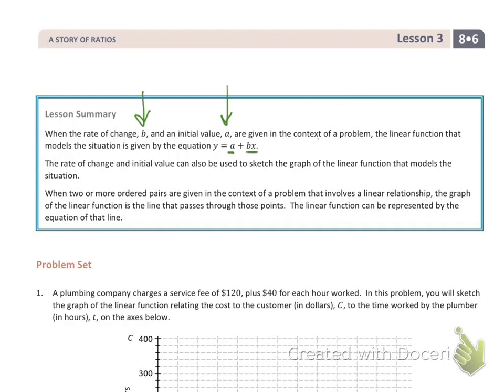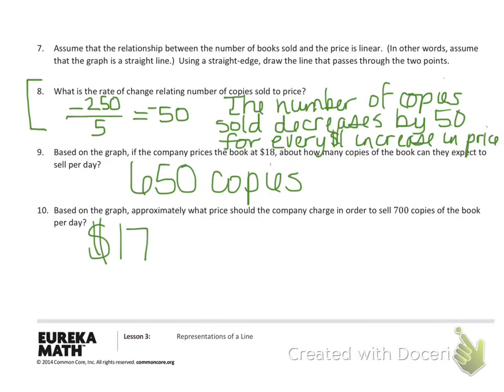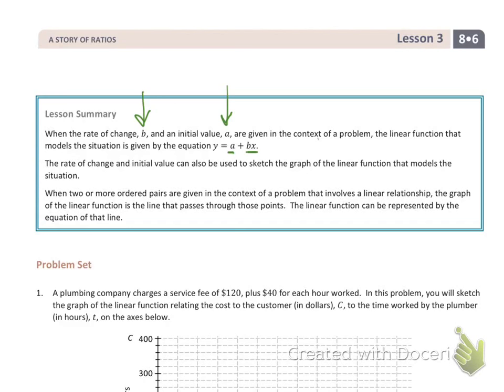Okay, so the rate of change and the initial value can also be used to sketch the graph of the linear function that models the situation. So we can do that. Or if we're given two or more ordered pairs in the context of a problem that involves a linear relationship, the graph of the linear function is the line that passes through those points. And the linear function can be represented by the equation of that line. Now, we didn't do an equation on this line, but we certainly could have. But we will be doing more of that. So we'll go ahead and you can work on the problem set for lesson 3.